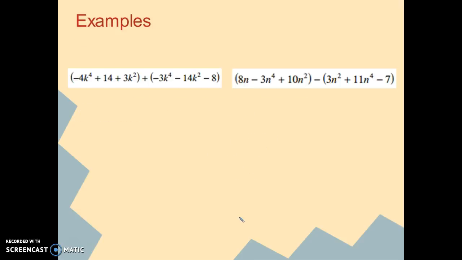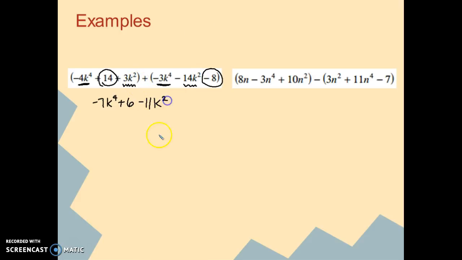So a couple of examples. For the one on the left, we've got addition. If you have addition to parentheses, they don't matter. You're just adding and combining your like terms. So I have a k to the 4th and a k to the 4th. So -4 and -3 gives me -7, and I'm going to keep the k to the 4th. Then I have a 14 and a -8. 14 minus 8 is positive 6. And I have a 3k squared and a -14k squared to get -11k squared.